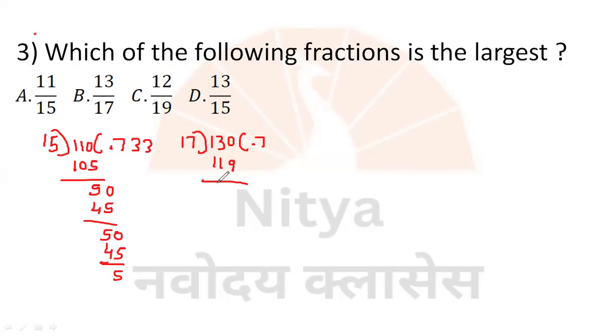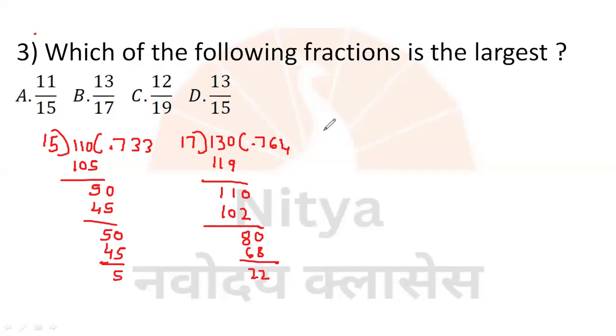130 minus 119 is 11. So again you have to take a 0, and 17 6s are 102. 110 minus 102 is 8. Again you take a 0, and 17 fours are 68. 80 minus 68 is 12.